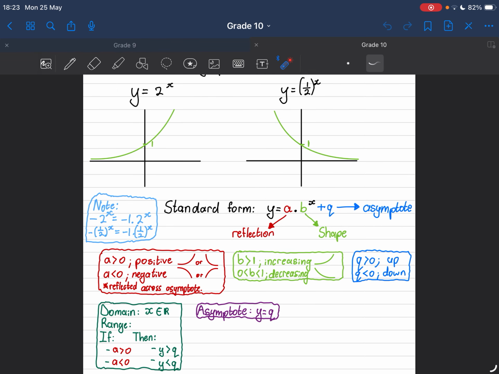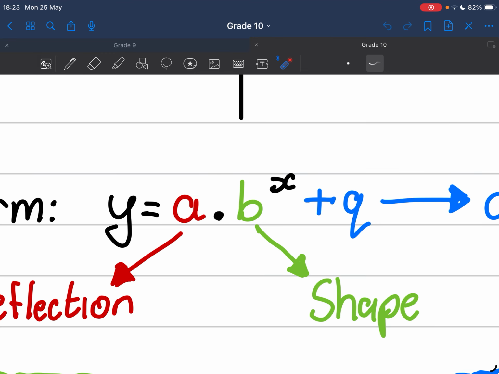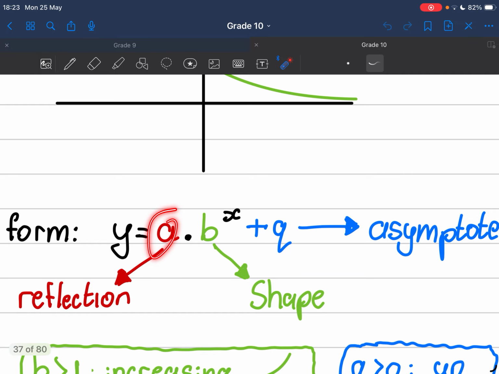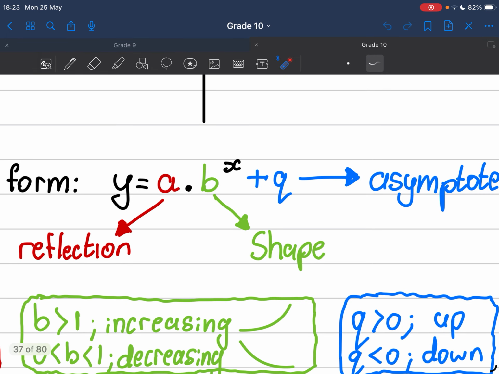The standard form for an exponential graph is y = a · b^x + q. Our three letters, a, b, and q, affect our graph. b is what you've been seeing, the 2 or the 1/2. So this affects the shape. If our b value is greater than 1, it is an increasing function, like we saw on the left. If our b value is bigger than 0 and less than 1, it's a decreasing function, like the one you've seen on the right. b will always be a positive value.